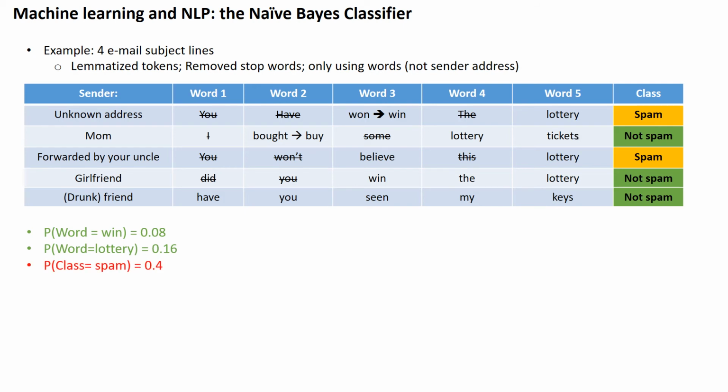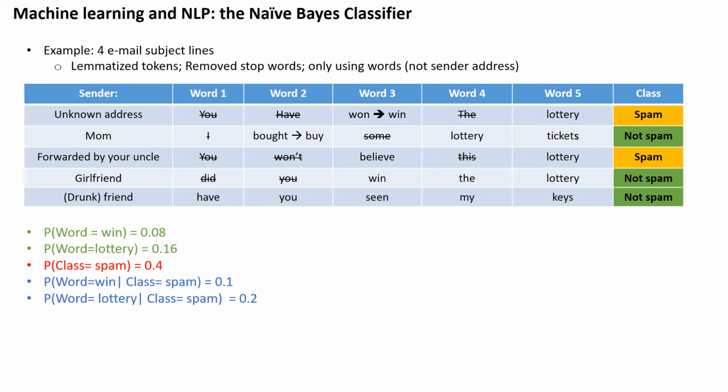Then we will calculate the probability that an email is spam or not. Well, 2 out of 5 emails are spam, that's about 40%. And then we will calculate the conditional probability. So given that an email is spam, what is the probability that the word win occurs? Well, it's about 1 out of 10 words.